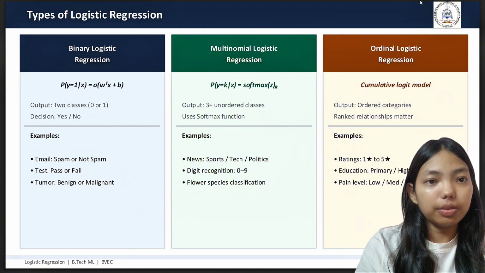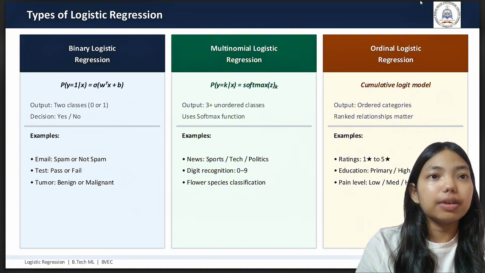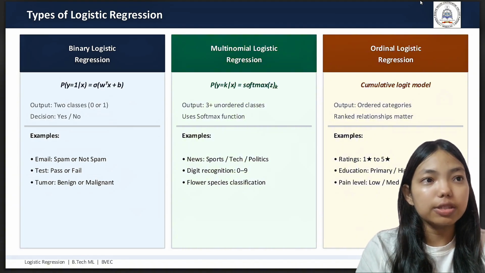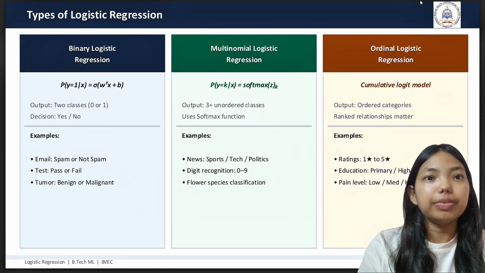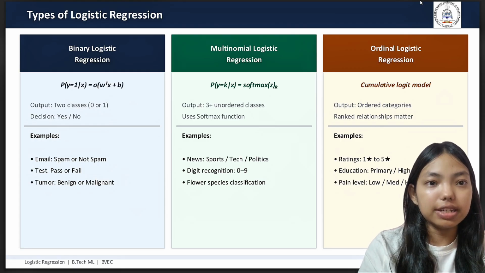So now let us discuss the different types of logistic regression. Moving forward, we have the first type of logistic regression, that is binary logistic regression. In this type, the output contains only two classes such as yes or no, spam or not spam, or pass or fail. It is one of the most commonly used forms of logistic regression in machine learning.